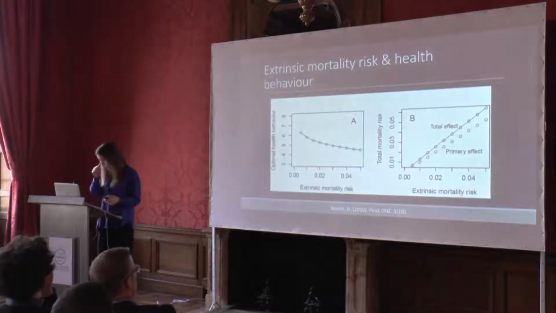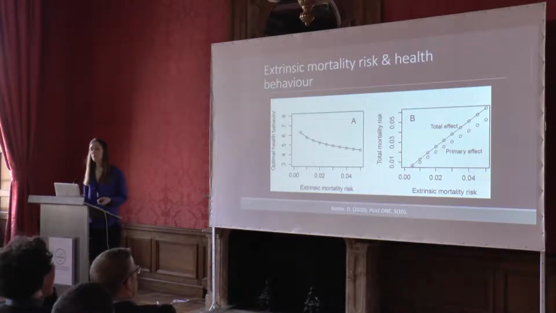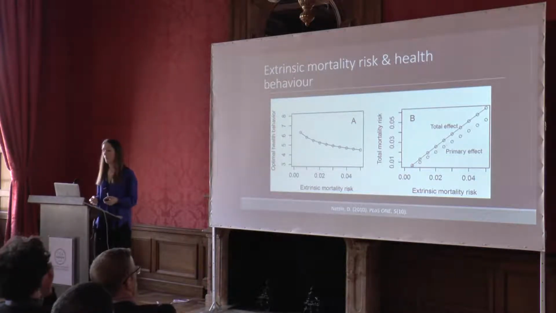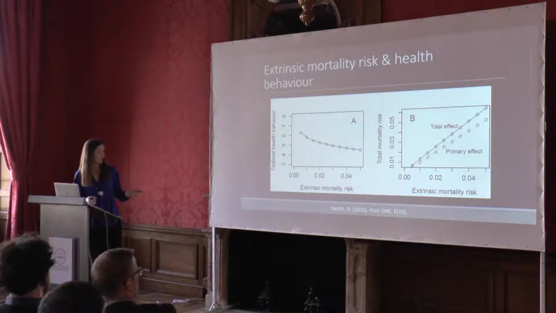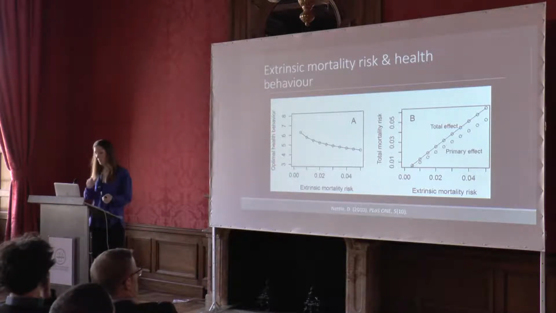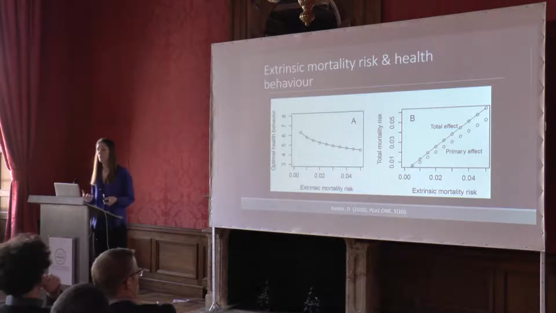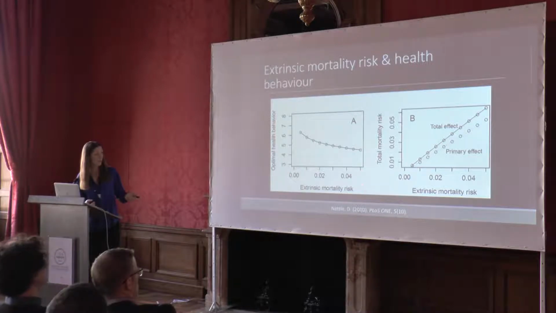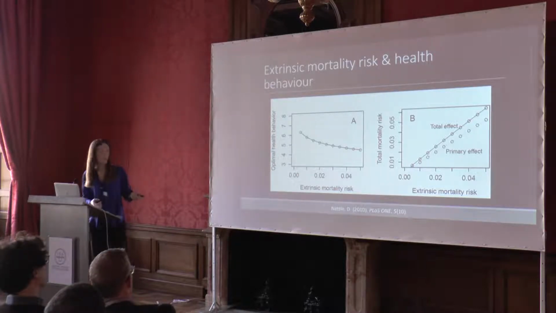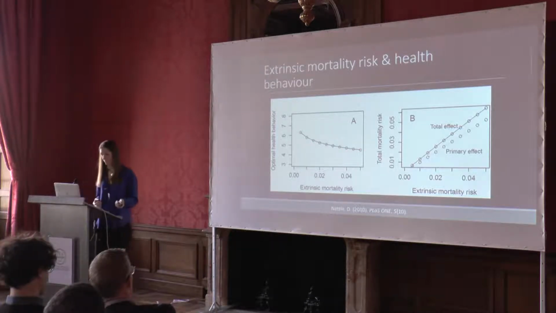Now, what Daniel did in his model was he assumed a relatively weak trade-off between health behaviour, which you can see here on the y-axis, and other things that might increase your evolutionary fitness. And assuming a relatively weak trade-off, and in fact, quite realistic levels of extrinsic mortality risk, so this is from 0 to 4%, what he showed was that you can get quite a drop in the optimal health behaviour to perform.